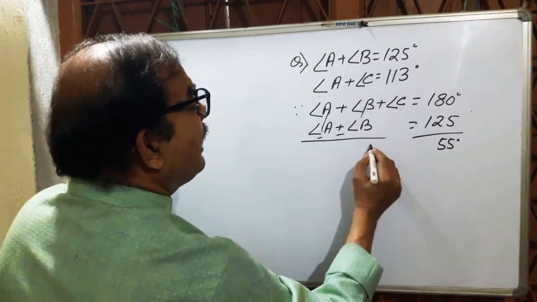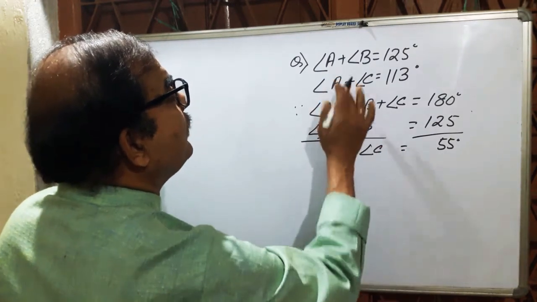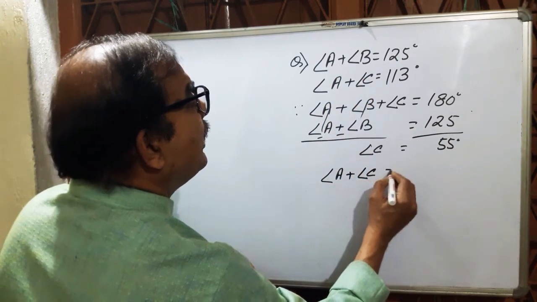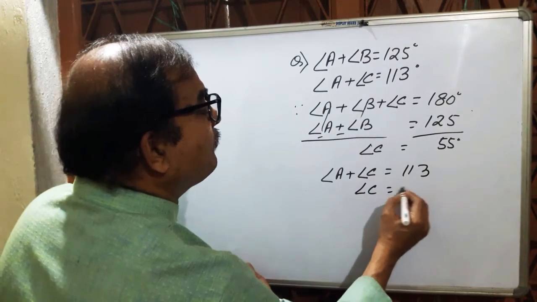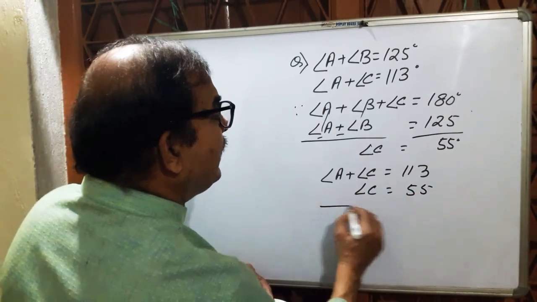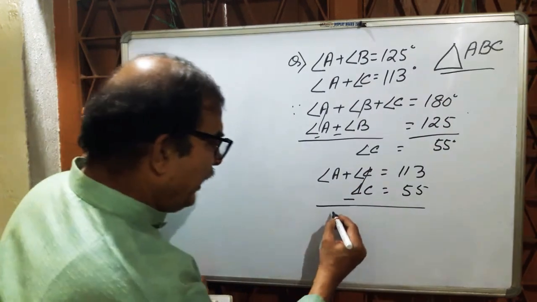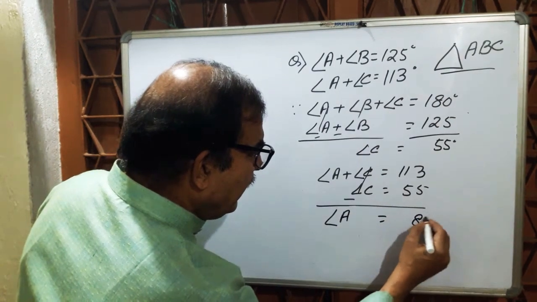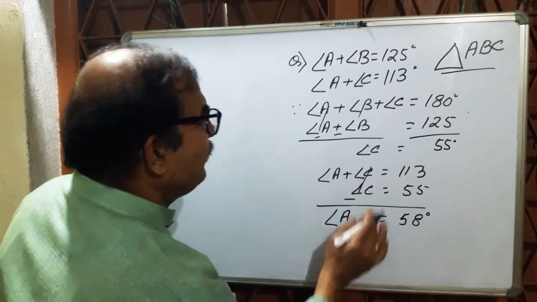Angle C equal to 55 degree, and you put this value here, angle A plus angle C equal to 113 degree, angle C equal to 55 degree, automatically angle A you will get equal to 58 degree. Now you put this value in angle A plus B.